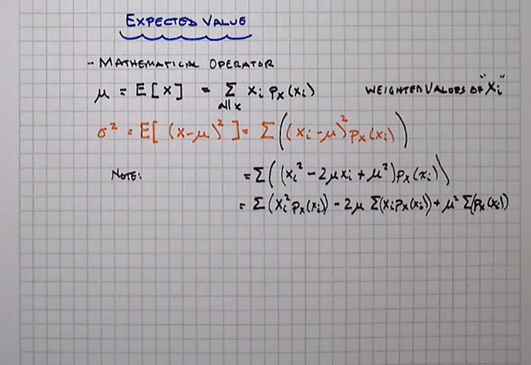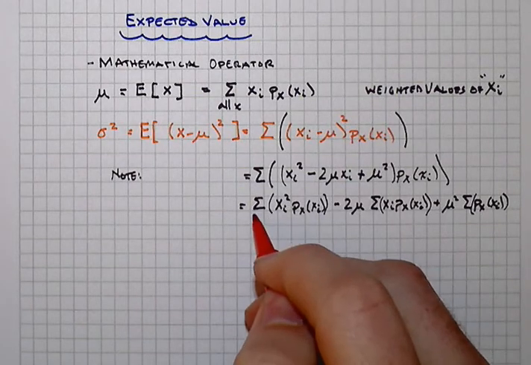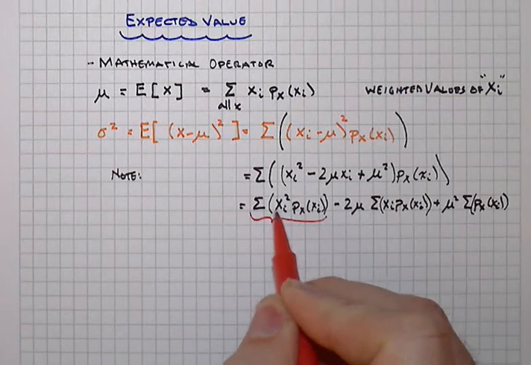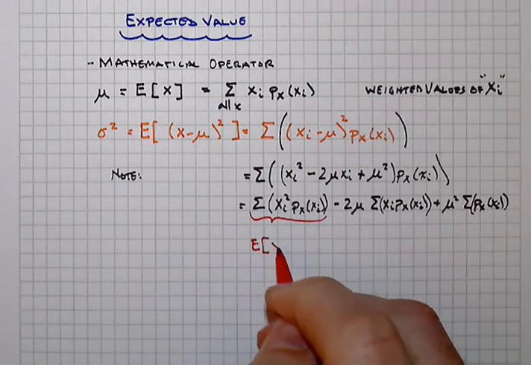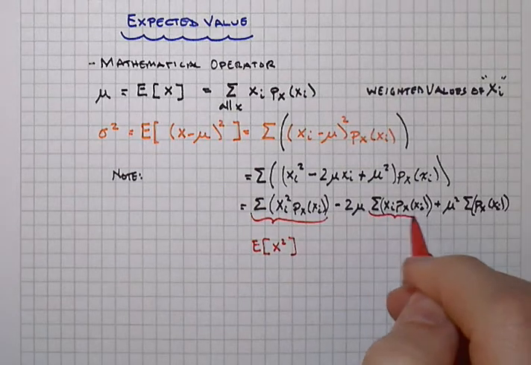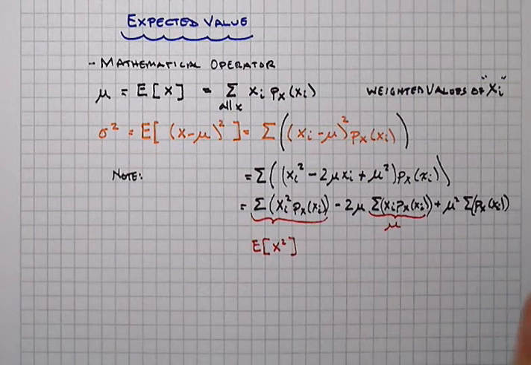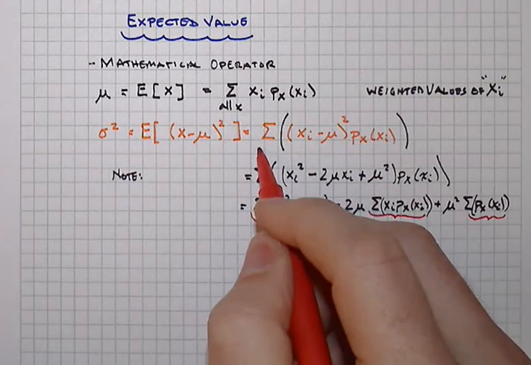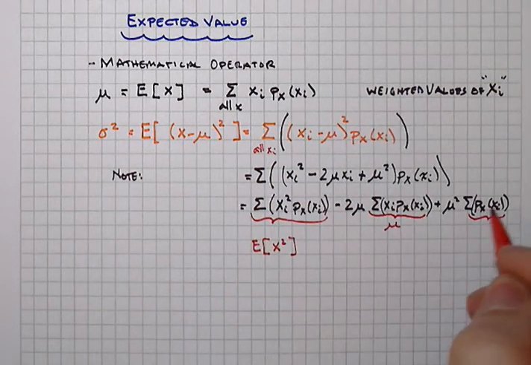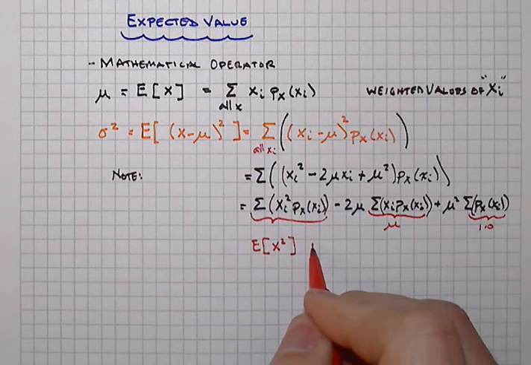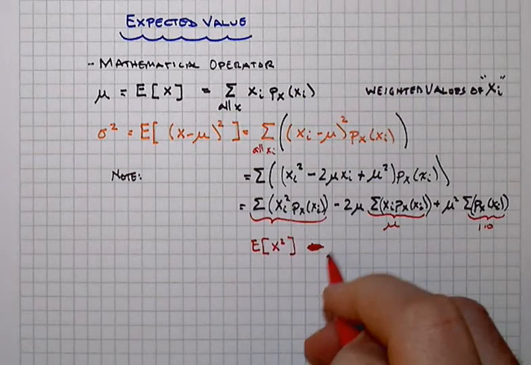Now we can do a couple of things here to simplify. First, notice that this first one is the weights of the values of xi squared. In other words, that's the expected value of just x squared. Notice in the second case that this little piece here is the very definition of mu. And in this last case, we're just summing up all the probabilities. Remember, this sum is over all the xi values. So by definition, when we sum up all the probability masses associated with all the different values of x, we're going to get exactly 1.0. And so that means this is minus 2 mu squared plus mu squared, and that simplifies down to minus mu squared.